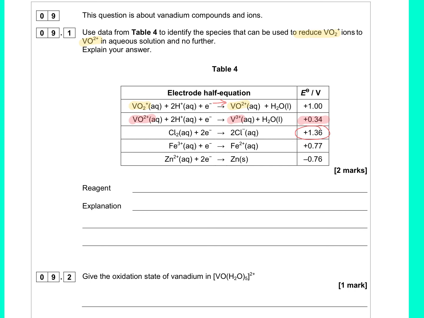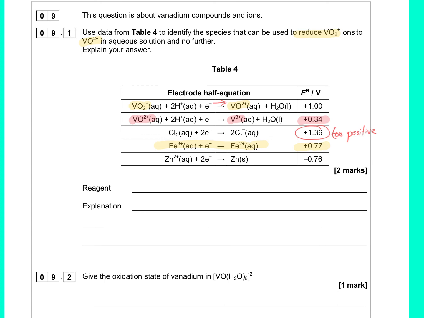So we're looking for something that's more negative than it, or has a lower value than it, that will be able to make that reaction happen. If we look at the second equation, VO2+ to V3+, that's at +0.34. Now if we look at our options for reducing agents, the chlorine, so chloride, is too positive, so it's not going to work.